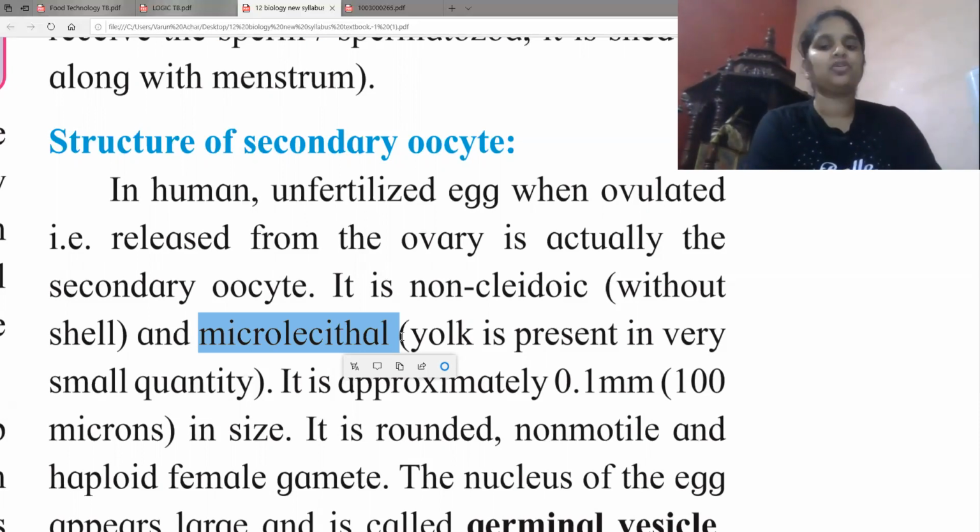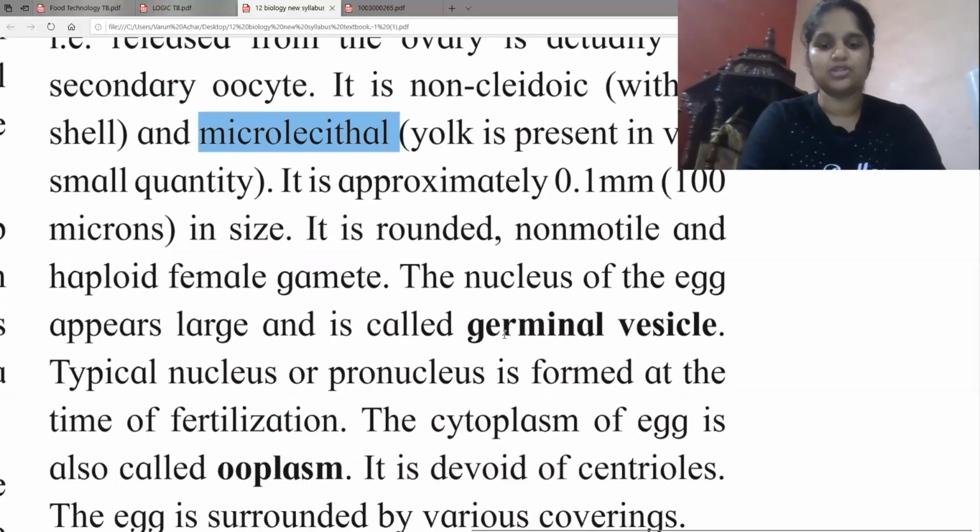So microlecithal means what? That the yolk is present in very minimal quantities. Micro means very little. So it is present in minimal, small quantity. It is almost negligible, but we are not alecithal. Alecithal would mean that there is no yolk at all in our ovum cells, but that is not the case. There is yolk, but it is very little. So that is why we will be calling it as microlecithal. So that was all about the structure of the secondary oocyte.